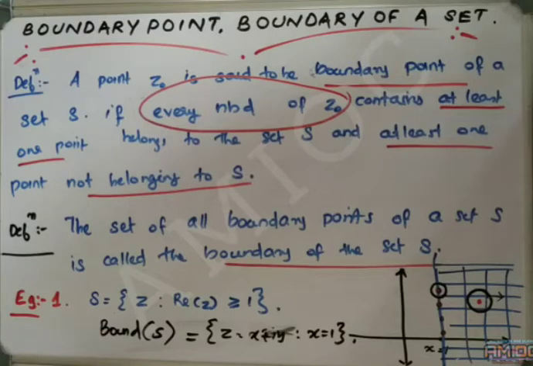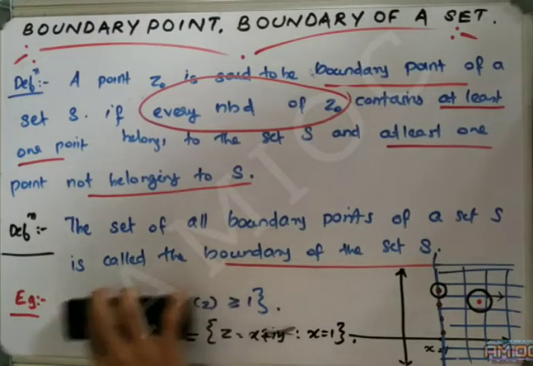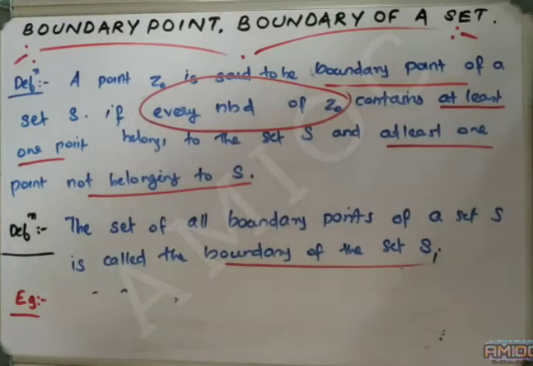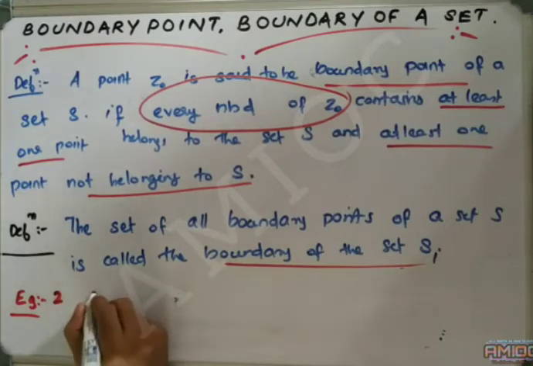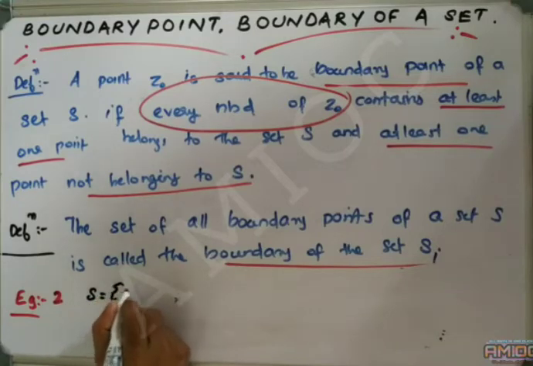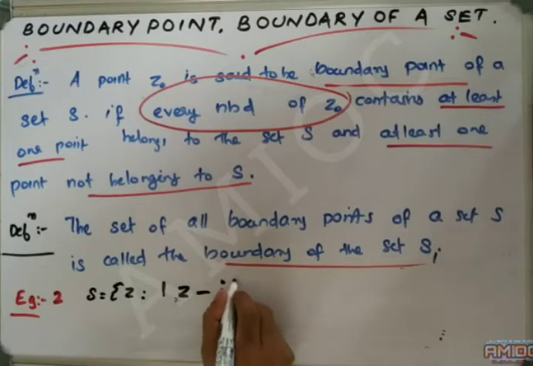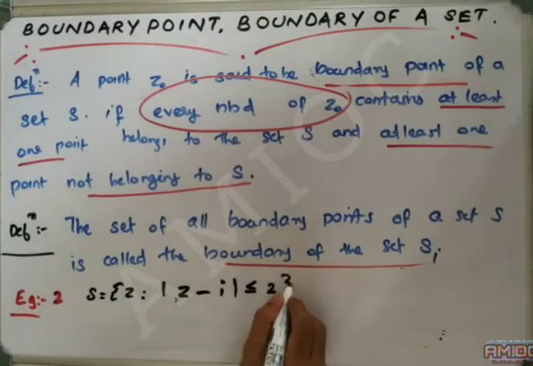Okay, now let us look at another example. Example number 2. We are defining the set S as the set of all z satisfying mod z minus i is less than or equal to 2.